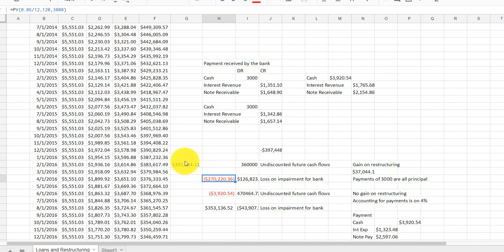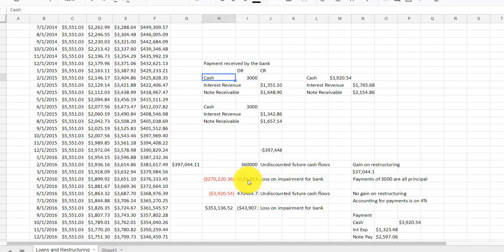We compare that to the loan amount, and we have a loss. It will always be a loss for the lender because the only time that there's going to be a change in the terms, it will be more favorable to the borrower and less favorable to the lender. That's the only way legally they can change the terms. So they have a loss of the difference of $126,823.